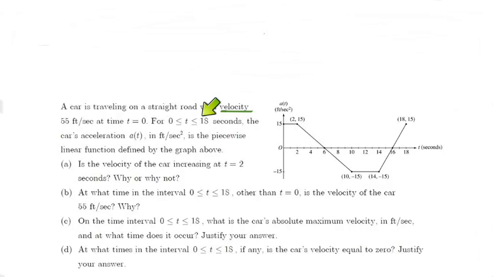That's feet per second at time t equals 0. For 0 to 15 seconds, that's 18. Where t is, that's 18, thank you. The car's acceleration a of t in feet per second squared is a piecewise linear function defined by the graph above. Actually, it's to the right. Okay, so this is a. It's acceleration, which also equals v prime.